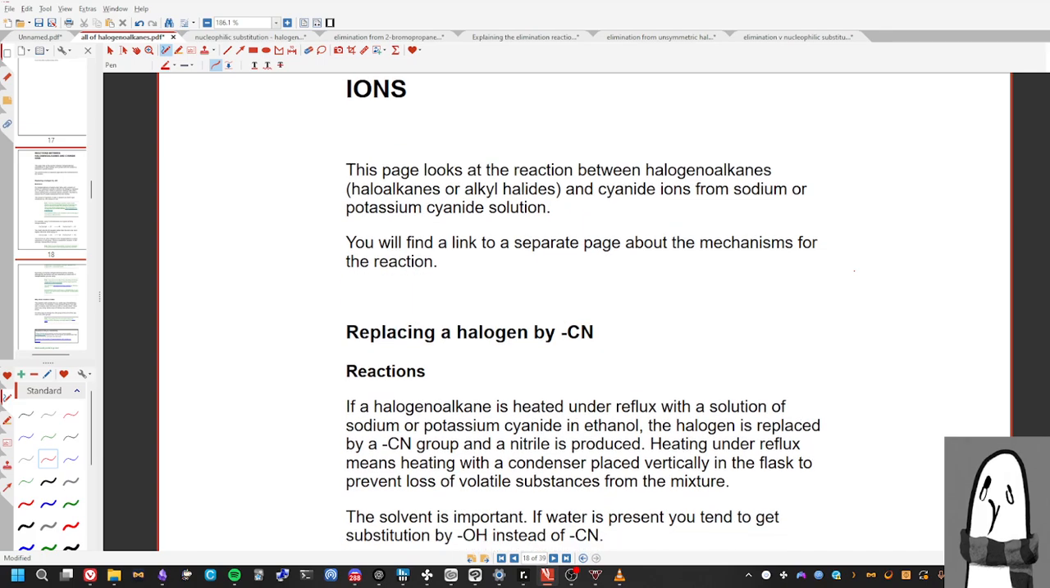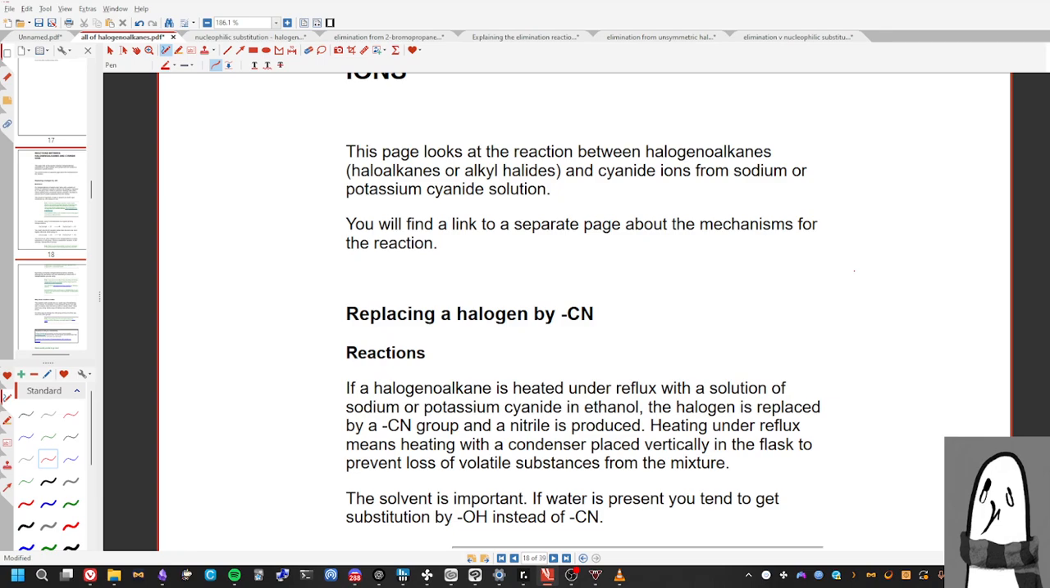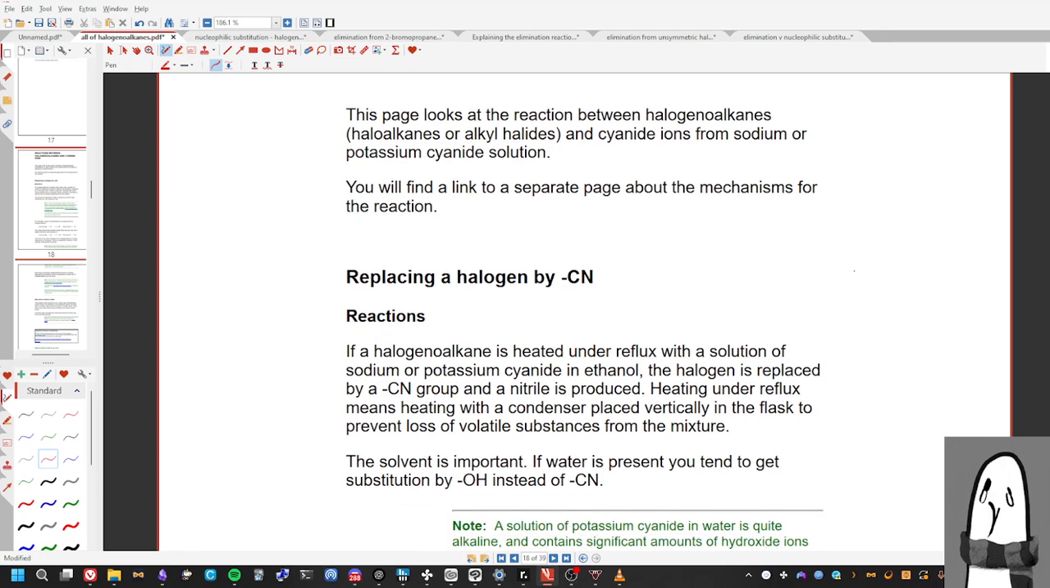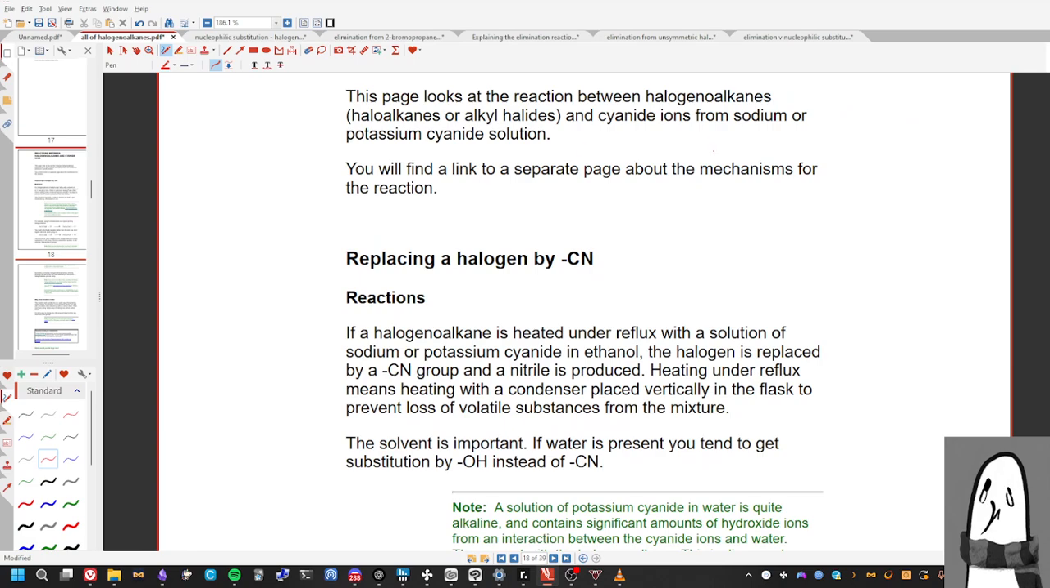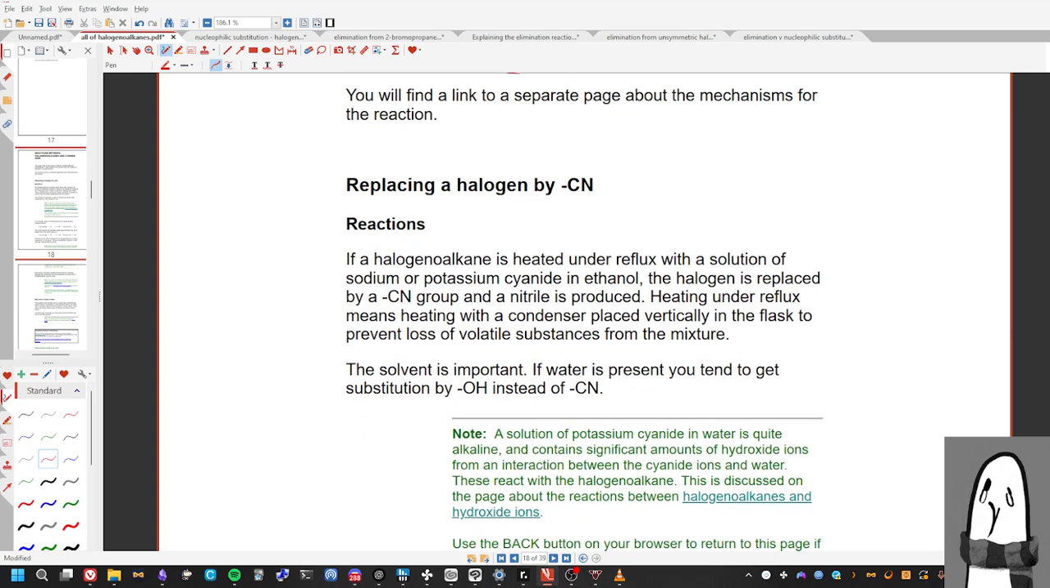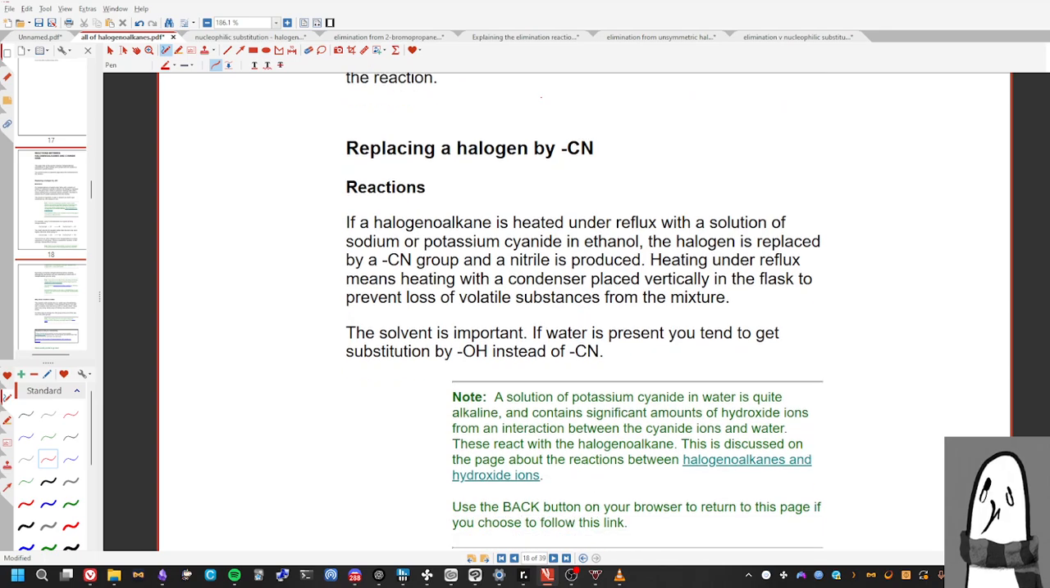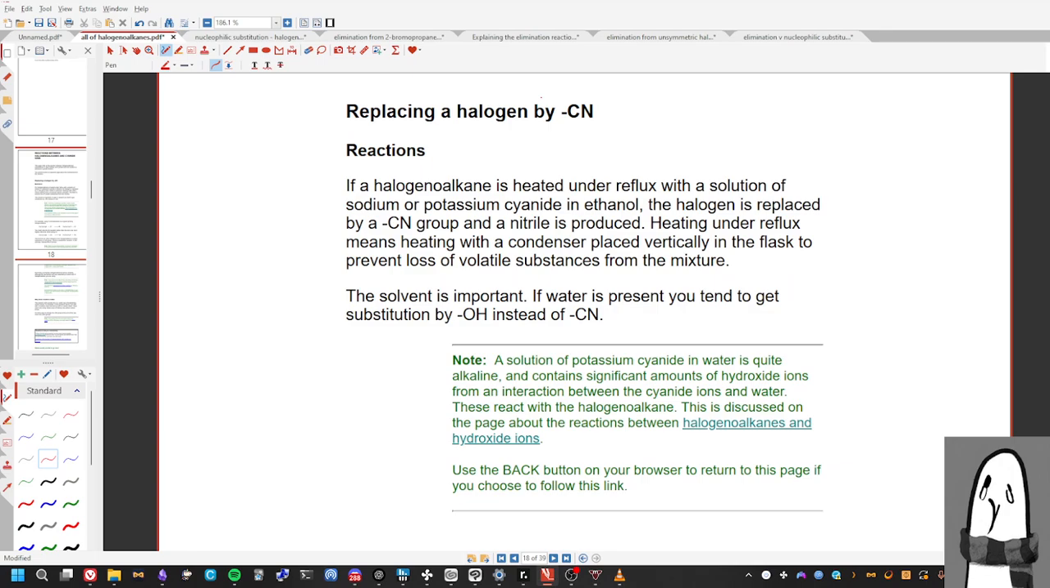Reactions between halogenoalkanes and cyanide ions. First of all, we're using sodium or potassium cyanide solution, so we're still going off the two classics, with a separate page for the mechanisms. You're replacing the halogen by CN: before it was OH minus, now it's CN minus. The halogenoalkane is heated under reflux with a solution of it in ethanol. This is almost exactly the same, which is good news. The halogen is replaced by a CN group and a nitrile is produced. So instead of the OH group being replaced, now a nitrile is produced.